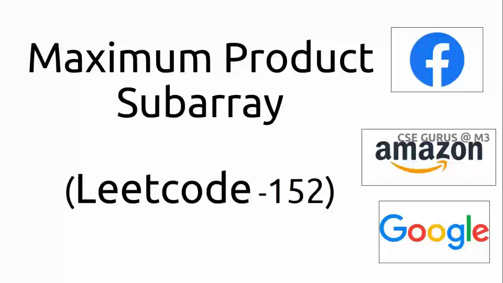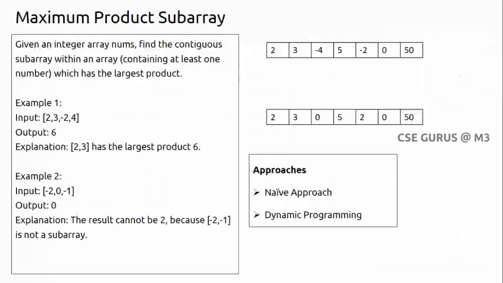So we'll see what this problem is and how to solve it, what the naive approach is, how it will be, and what the best approach is. All those things we'll see now. So the problem is given like this: given an integer array nums, find the continuous subarray within an array that contains, of course, at least one number, which has the largest product.